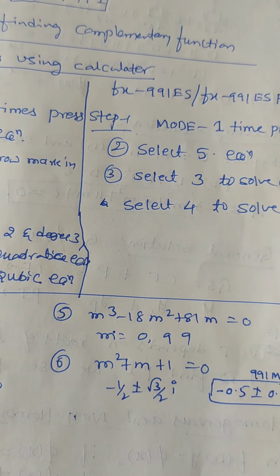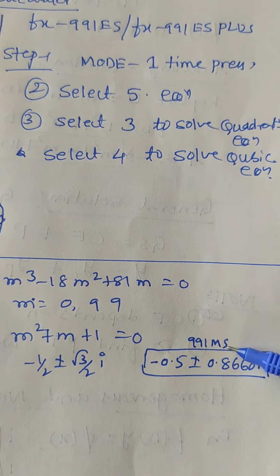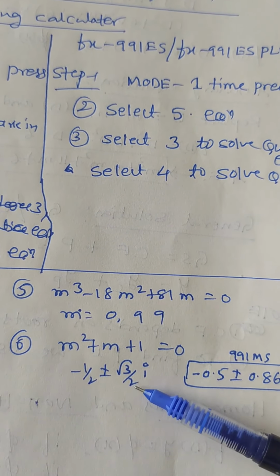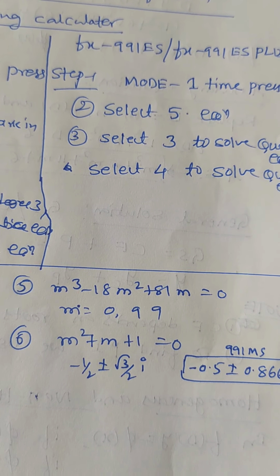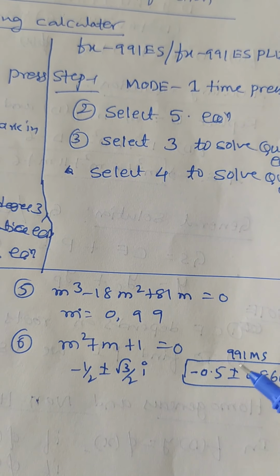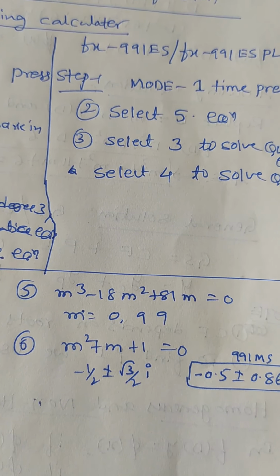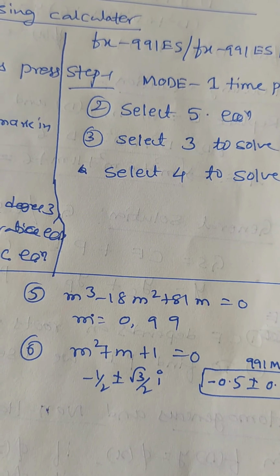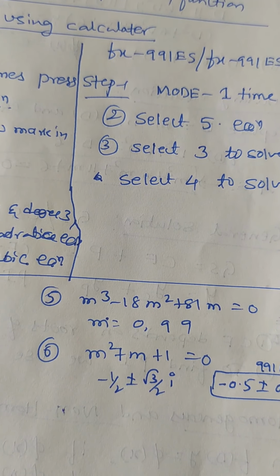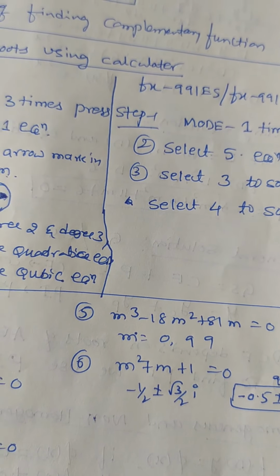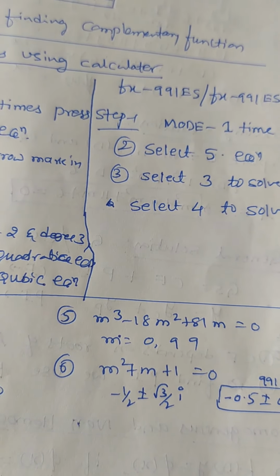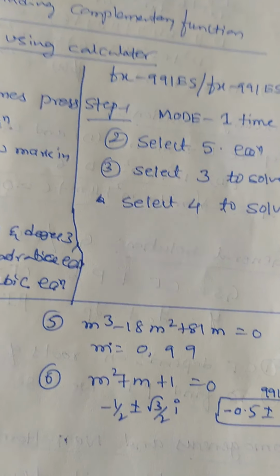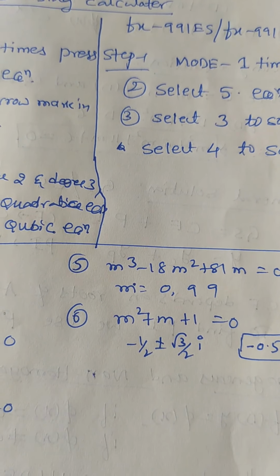Okay, those who are using 991 MS particularly, you have to take care while finding imaginary roots. If you get an arrow mark in the top right corner, the roots are imaginary. How do you find the imaginary part? By using the shift button and equal button. Okay, in the next class I will explain how to solve homogeneous and non-homogeneous differential equations. Okay.